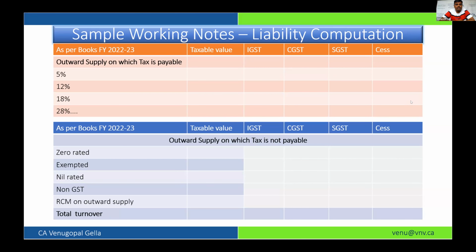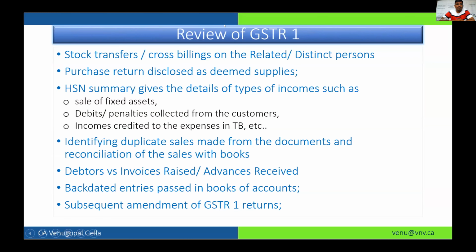Yes, Ashika, please. So how GSTR1 will be helpful while doing your statutory audit is, if there is any related party or distinct party transaction, it will show in your GSTR1. Similarly, it will also come in GSTR2, because two things are happening. There can be outward also, inward also.